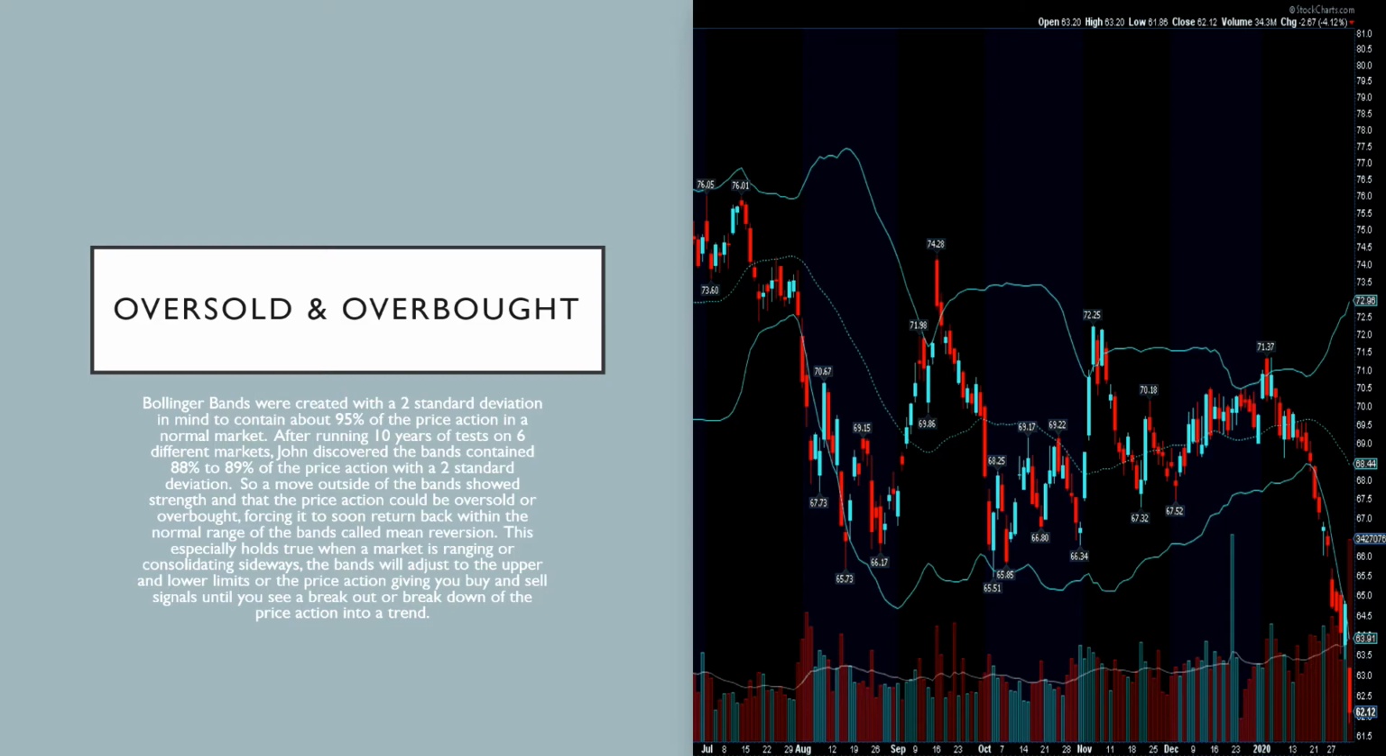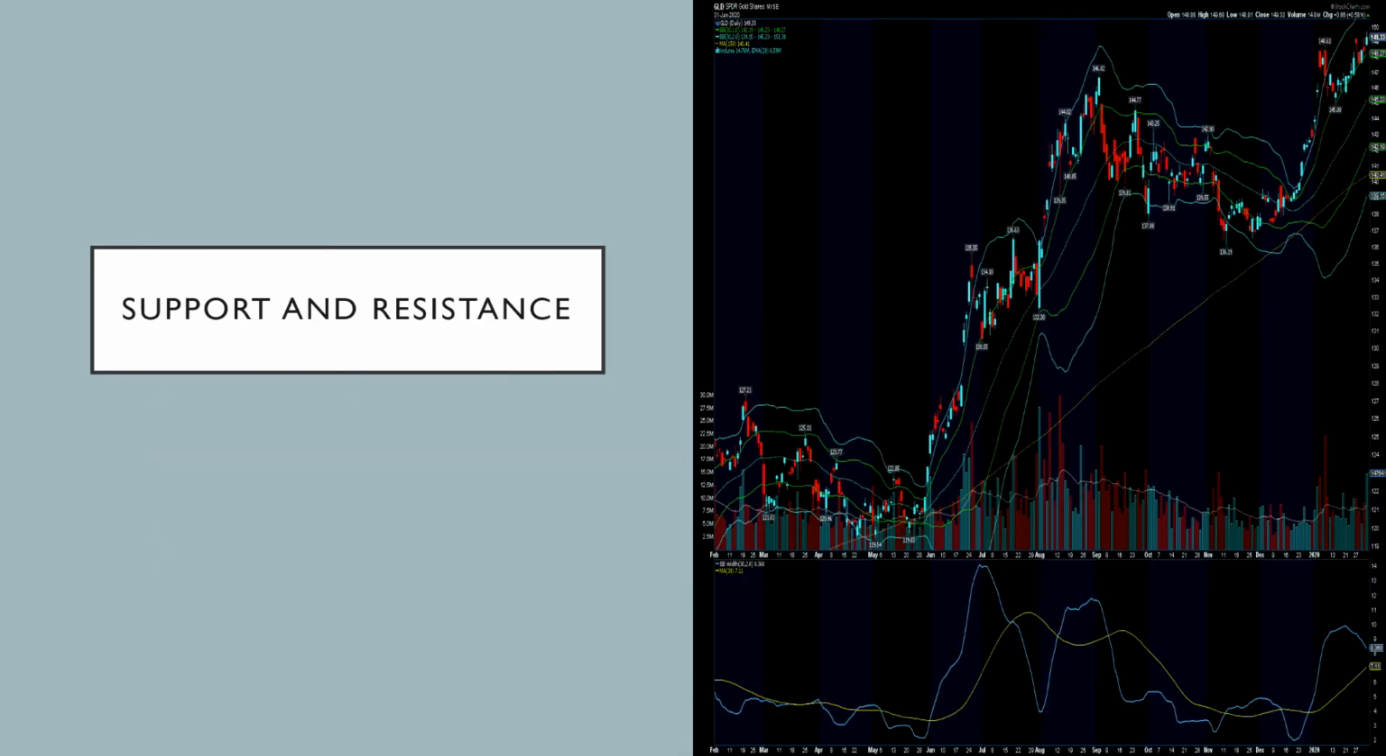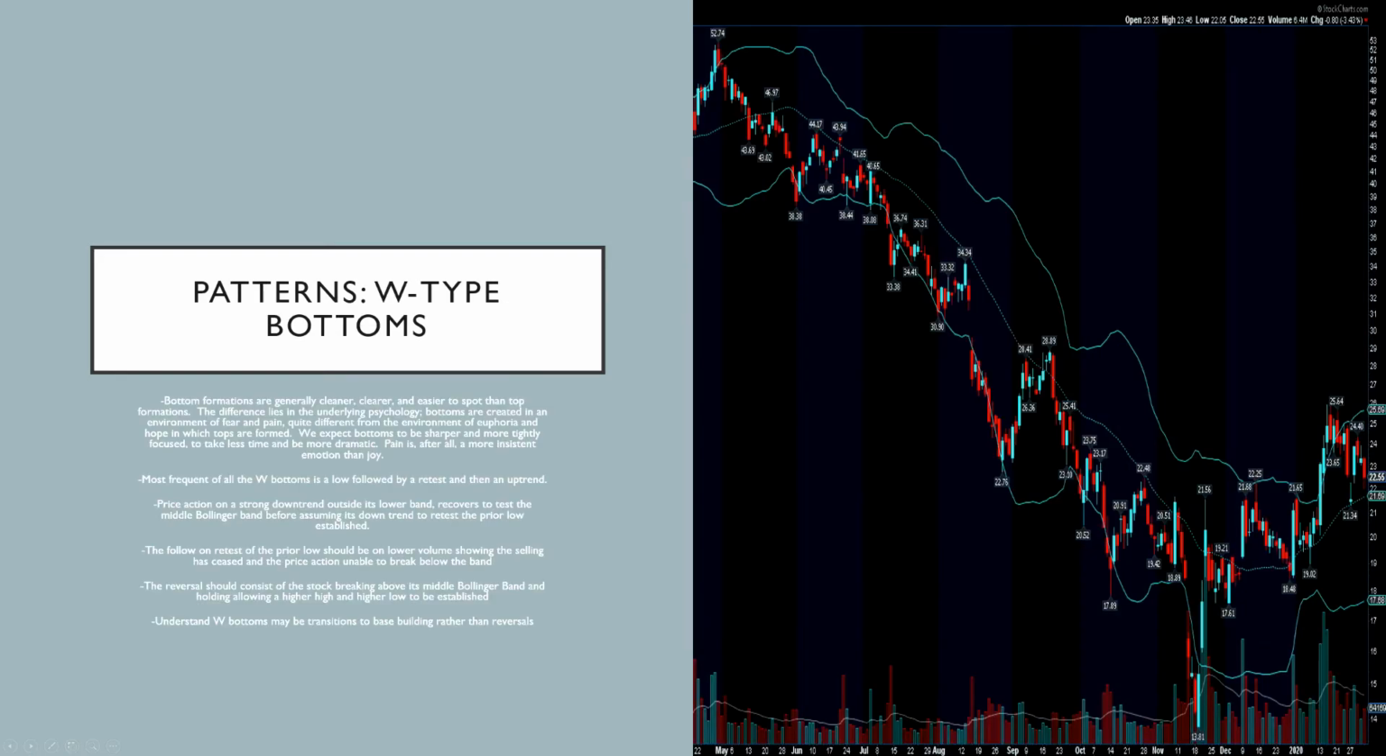Okay, so the bands are good for adjusting and establishing oversold and overbought upper and lower limits in the price action of a stock when it is consolidating. Hence the support and resistance we were talking about earlier. That kind of goes with what we were just talking about.